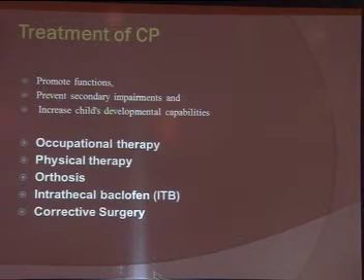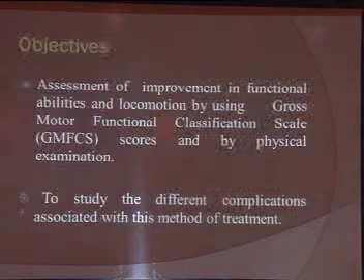In the treatment of CP, the goals are to promote function, prevent secondary impairment and increase the child's developmental capability. There are various methods: occupational therapy, which mainly helps patients improve daily activities, and physical therapy, which uses stretching exercises for contractures. Orthosis can also be given, such as splints above knee and below knee, which also reduce contracture. Intrathecal baclofen has 100-fold potency compared with the oral one, but corrective surgery is used in my study.